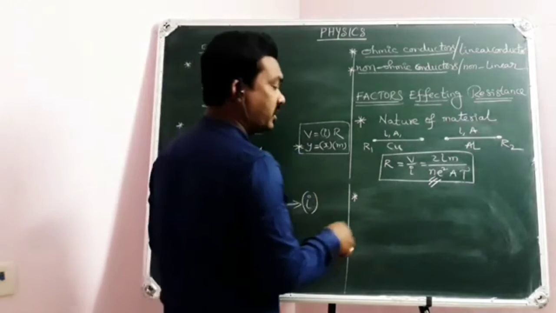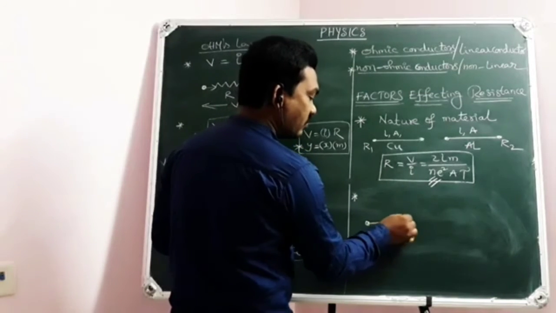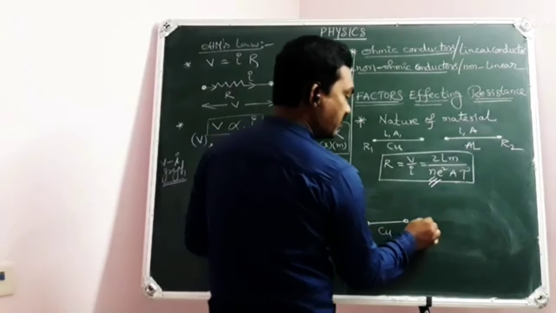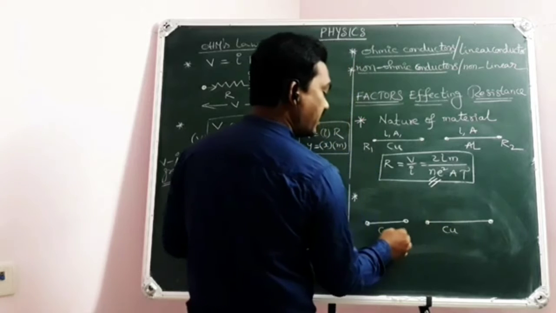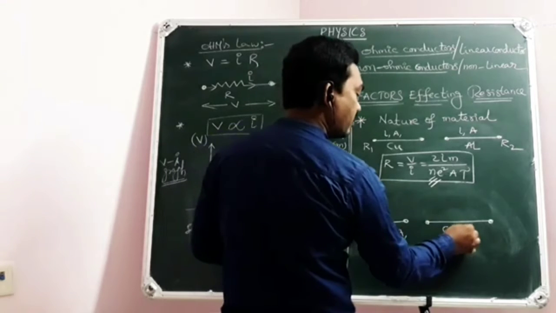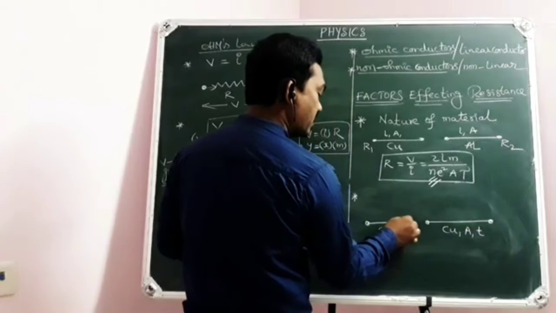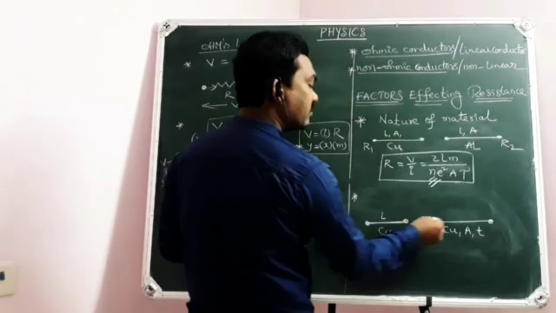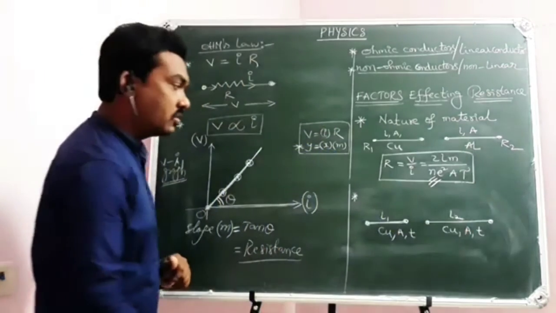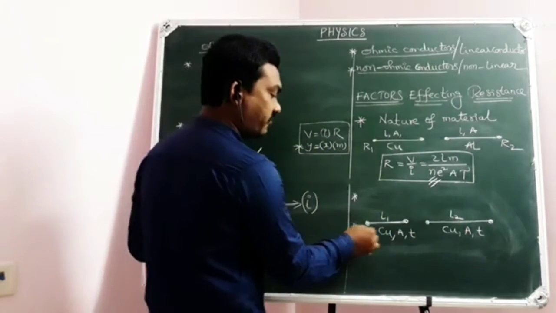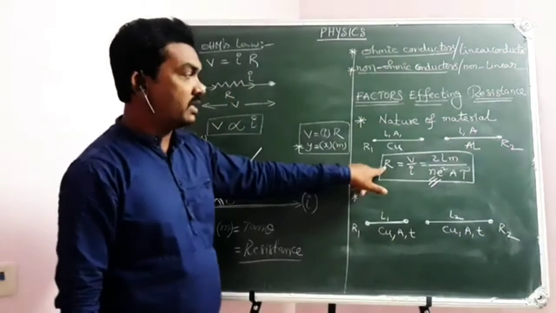This time I have taken two conducting wires. They are of the same material, the same cross-sectional area, and also at the same temperature conditions. But this time their lengths are different, so their resistances also will be different. The reason is with this mathematical equation.